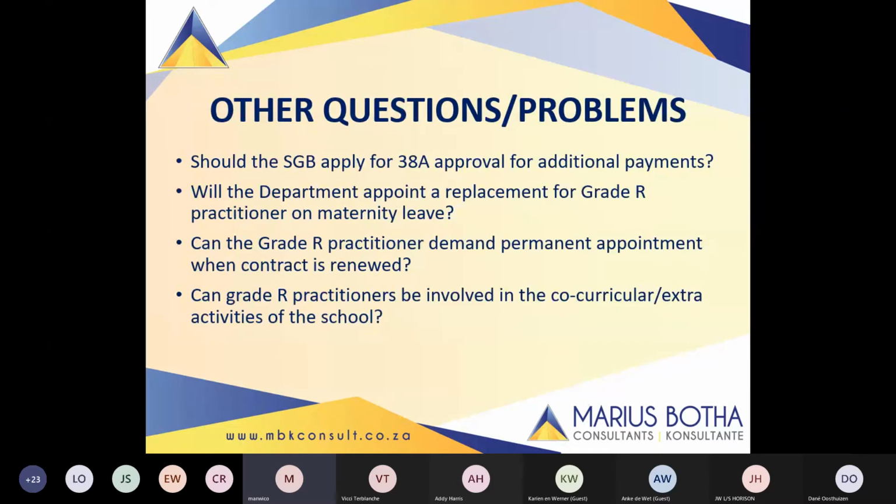Then the question that came up that we bumped into and said, should the SGB apply in terms of the South African Schools Act Section 38A for approval of additional payment, meaning the stipend plus the additional payment? No, it's for sure not that Section 38A is needed for that, because the proposed interim arrangements that were put in place say that the practitioner is an employee of the SGB, not of the GDE. The written contract is between the SGB and the Grade R practitioner. So it does not fall within the ambit of Section 38A.